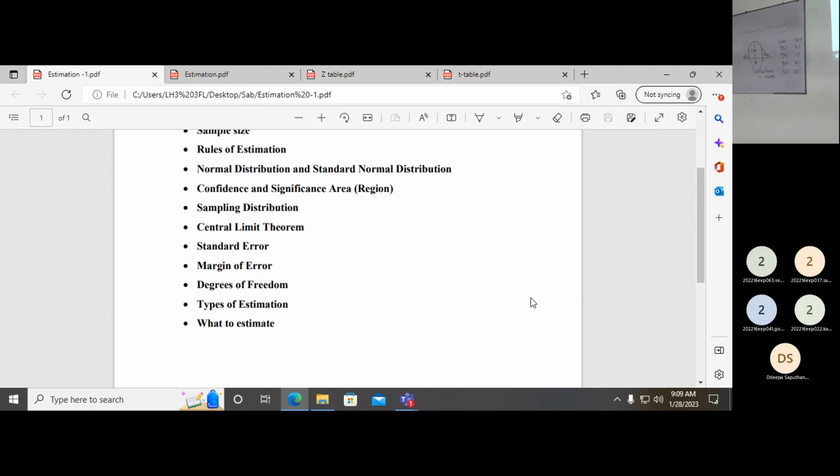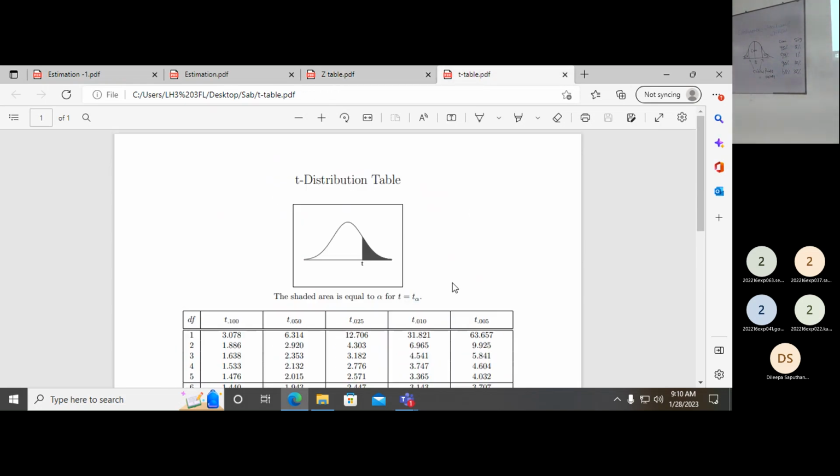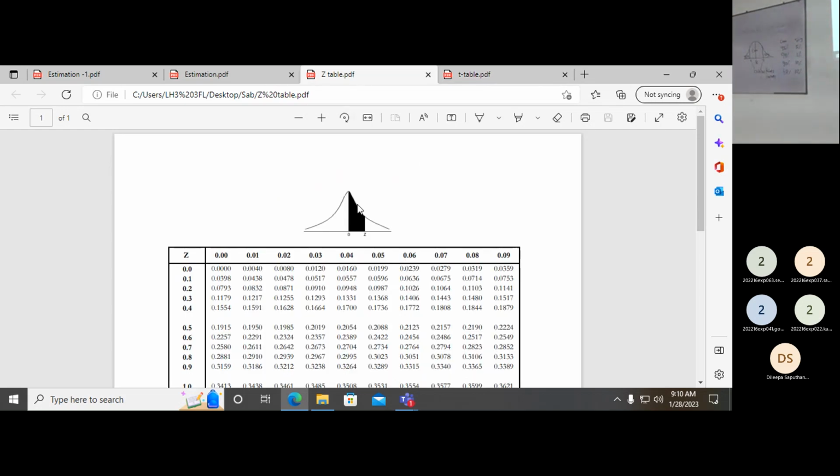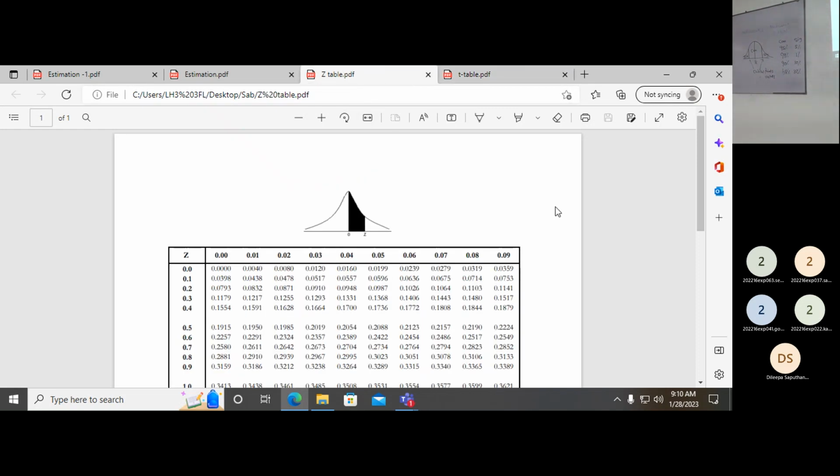You can see the Z table. This is your Z table. This is your T table. In the Z table, confidence is provided; that's the shaded area. In the T table, the shaded area is significance. Normally the F table, when you use it later, is significance area. Chi-square table, significance area. Therefore, the highlighted area is represented from the table. You need to understand confidence, significance.